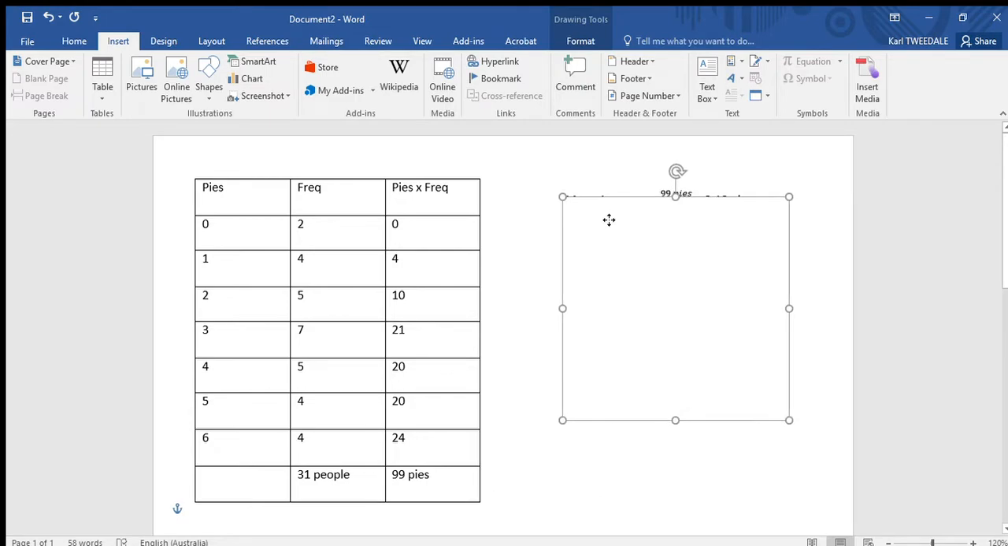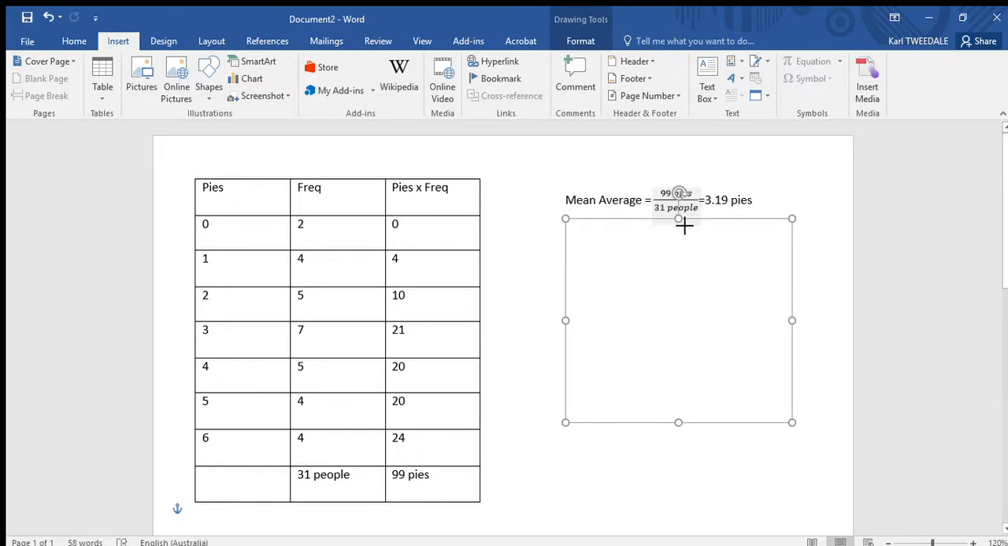So if we just go over here, the mean average is the amount of pies shared by the amount of people, which gives us 3.19 pies. The next thing we're going to do is work out the median. To work out the median, we take the number of people, add 1, and divide by 2. So 31 plus 1 is 32, divided by 2 is 16. We now need to find out how many pies the 16th person wanted.